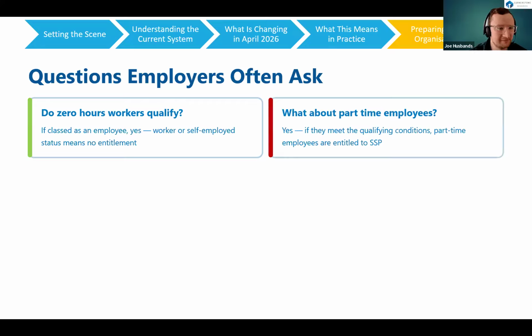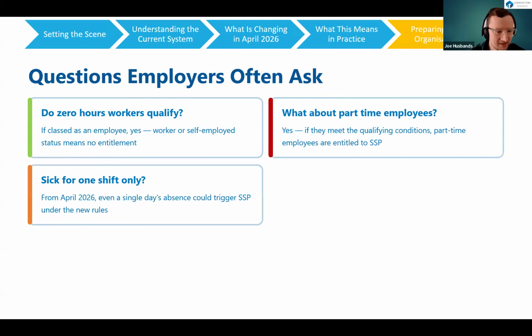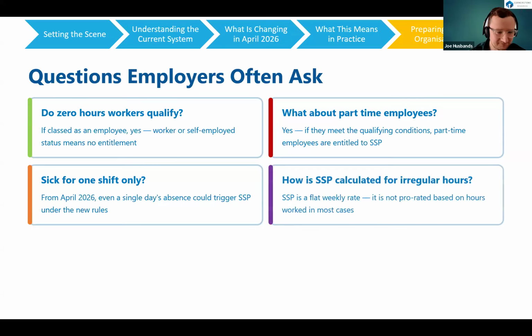So does SSP apply to part-time employees? Yes, SSP does. It doesn't depend on whether someone works full-time or part-time. It depends on whether they meet that criteria we've talked about. What happens if someone calls in sick for one shift, for example? Under the current rules, SSP doesn't start until day 4. But if the reforms are implemented as we expect, SSP will start from the first day of sickness absence, meaning short absences may trigger SSP.